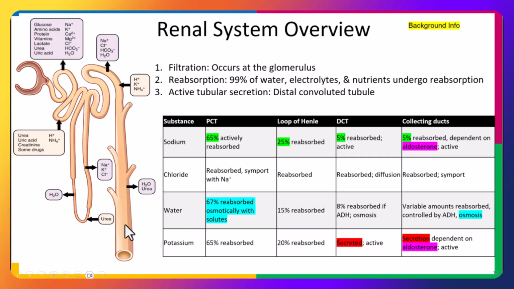And then finally, in the collecting ducts, this is where you see some more hormonal influence or hormonal control. A very small amount of sodium is going to be reabsorbed, and this is going to depend on aldosterone. So remember, aldosterone is going to stimulate this part of the nephron to encourage sodium reabsorption. Water reabsorption is going to be occurring here as well, but it's going to be controlled by ADH, so antidiuretic hormone again.